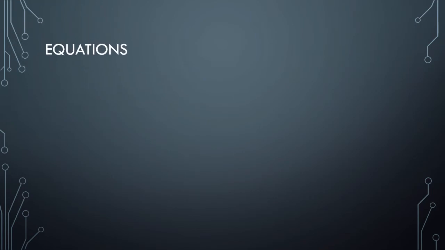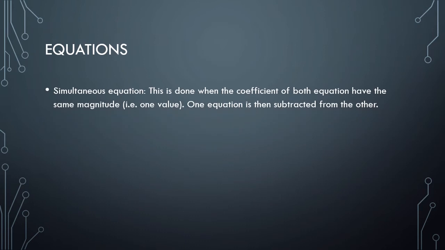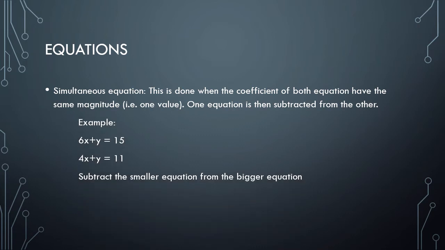Now the next type under equation is the simultaneous equation. This is done when 2 algebraic expressions are given and the equations have the same magnitude, which means one value is the same. Now the simple thing to do is to subtract one equation from the other, which is usually the smaller one taken from the bigger one. So for example, we have 6x plus y is equals to 15, and we also have 4x plus y is equals to 11. You subtract 4x plus y equals to 11 from 6x plus y equals to 15.